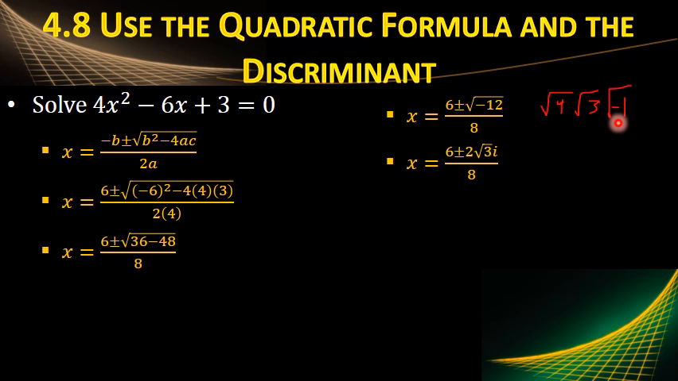Since it's complex, let's split it up into two separate fractions. So we have the a plus bi. So let's split it. And then reduce. 6 over 8 is 3/4. 2 over 8 is 1/4.